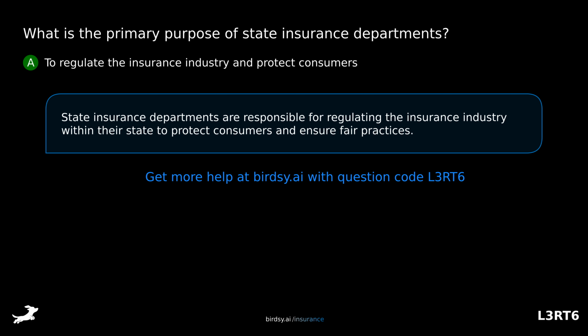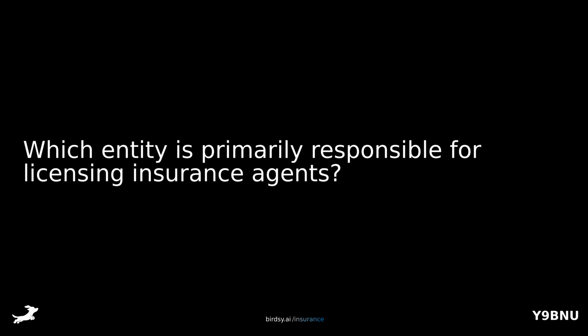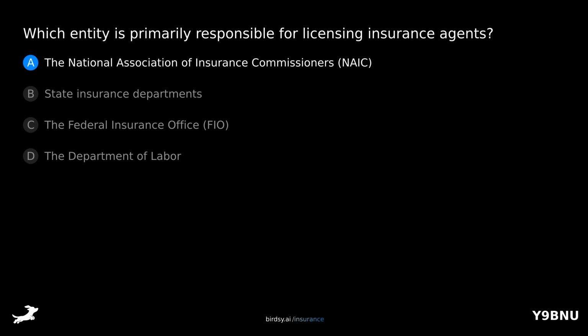State insurance departments are responsible for regulating the insurance industry within their state to protect consumers and ensure fair practices. Which entity is primarily responsible for licensing insurance agents? Is it A, the National Association of Insurance Commissioners? B, state insurance departments? C, the Federal Insurance Office? Or D, the Department of Labor? The answer is B, state insurance departments.